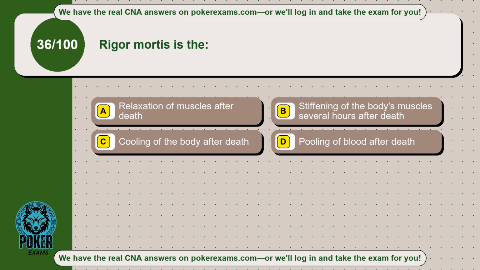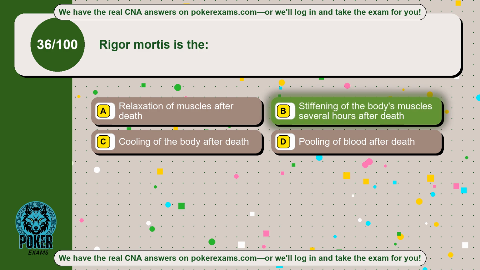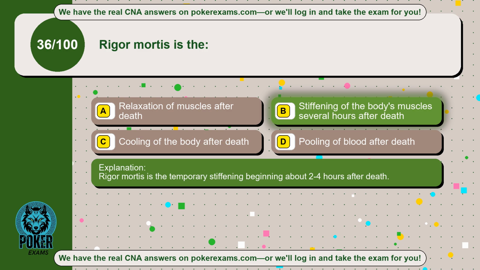Question 36. Rigor mortis is the: Option A, relaxation of muscles after death. Option B, stiffening of the body's muscles several hours after death. Option C, cooling of the body after death. Option D, pooling of blood after death. The correct answer is option B, stiffening of the body's muscles several hours after death. Rigor mortis is the temporary stiffening beginning about 2 to 4 hours after death.